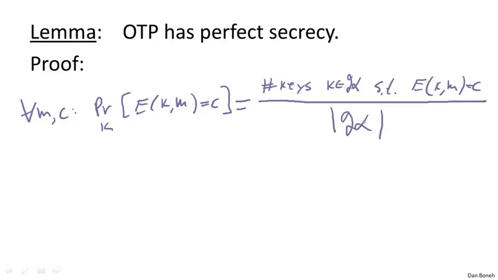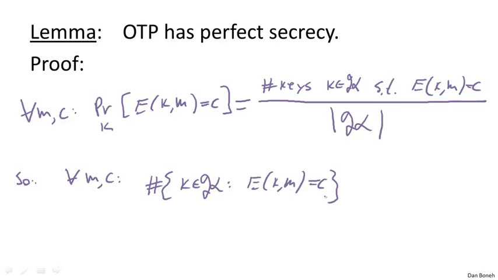This is this probability. Now suppose that we had a cipher such that for all messages and all ciphertexts, it so happens that if I look at this number, the number of K in the key space such that E(K, M) is equal to C.